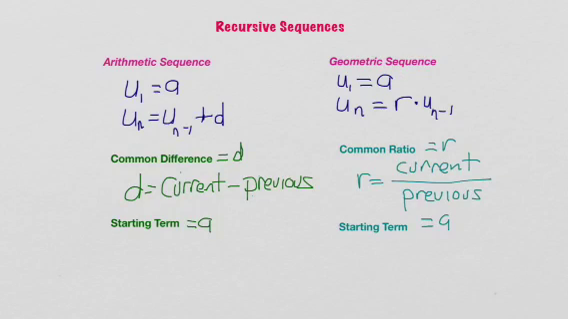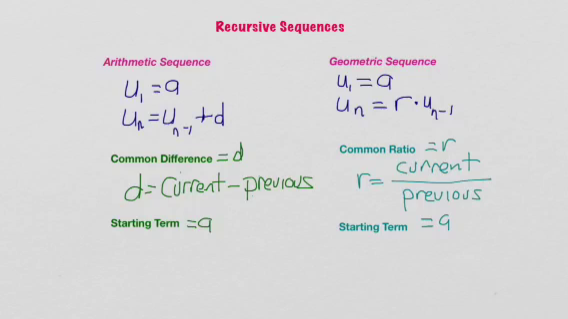To summarize, the recursive sequences we are going to be looking at will be either arithmetic or geometric. In an arithmetic sequence, we are going to always be adding the same number. That's called the common difference D. We get that by taking the current number of the sequence minus the previous. It should always be the same number. And your sequence is going to look like U sub 1 equals A, U sub n equals U sub n minus 1 plus D, where A is that first term, that starting value, and D is the common difference.